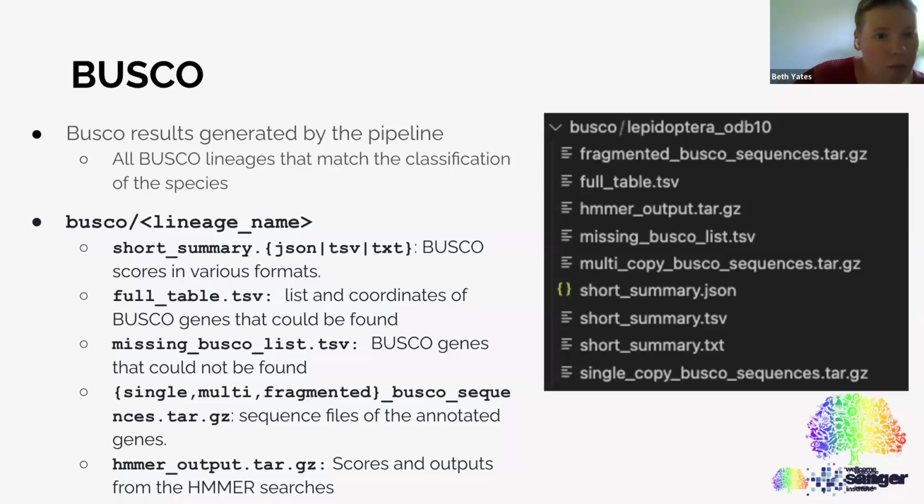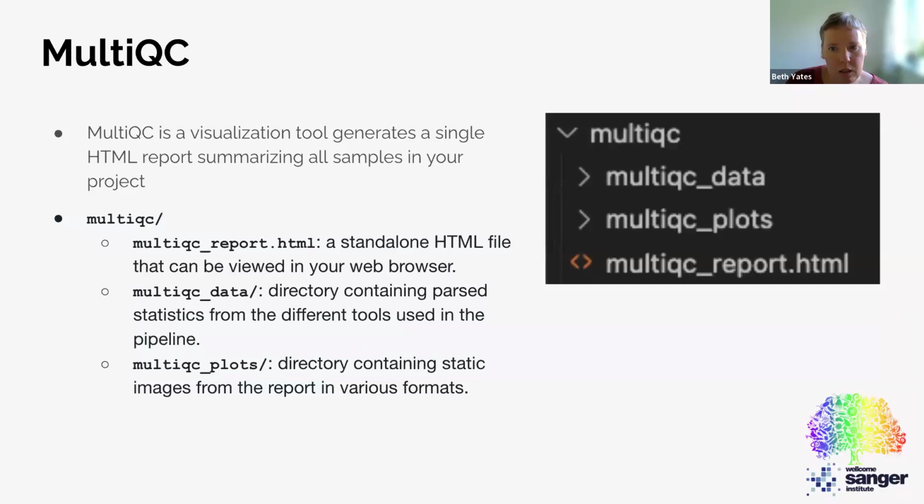Busco, that just contains all of the Busco information from running the pipeline. I'm not going to go through all of these. MultiQC, so that's something that comes as standard within NF Core, I believe. It's just a visualization tool that generates a report summarizing all the samples in your project. It's not something I particularly use. It's not relevant to the production of the genome notes, but it's just something you'll see within the output directory.